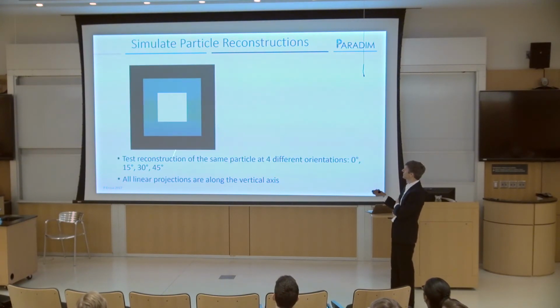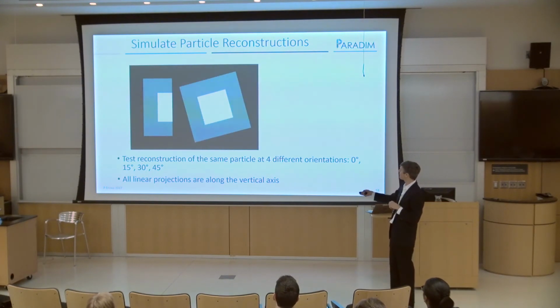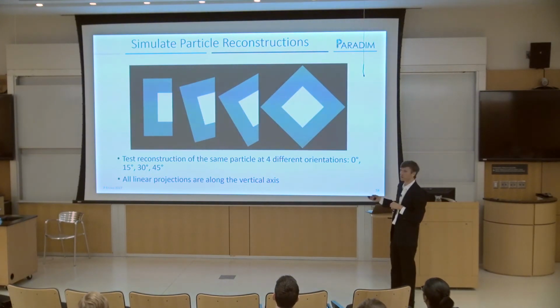So let's do reconstructions where we're just looking at a two-dimensional object, and I'm projecting it always along the vertical direction. And what I'm going to do is exactly the same simulated reconstruction, where I start with my object at 0 degrees. Let's say it's perfectly sitting on a substrate like this. Or let's tilt it a little bit, 15 degrees, 30 degrees, and 45 degrees.